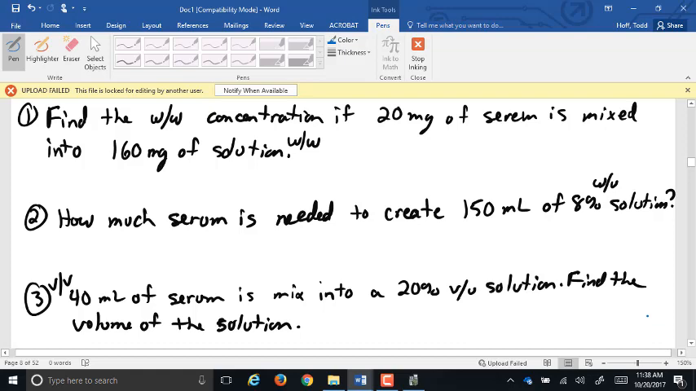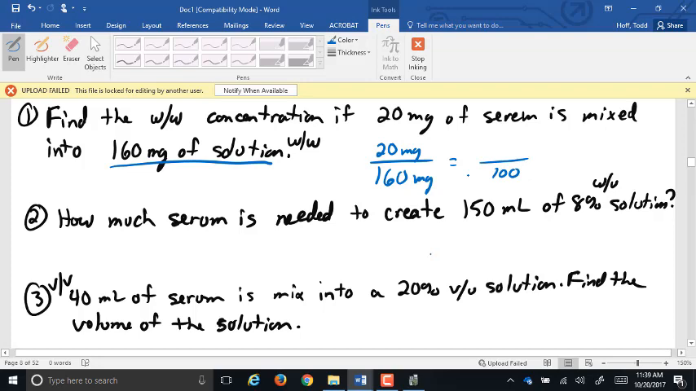So for number one, find the weight and weight concentration. Weight and weight means we can add if we have to. 20 milligrams of serum mixed into 160 milligrams of solution. Do we need to add them here? No, it's 160 milligrams of solution. That is the total.